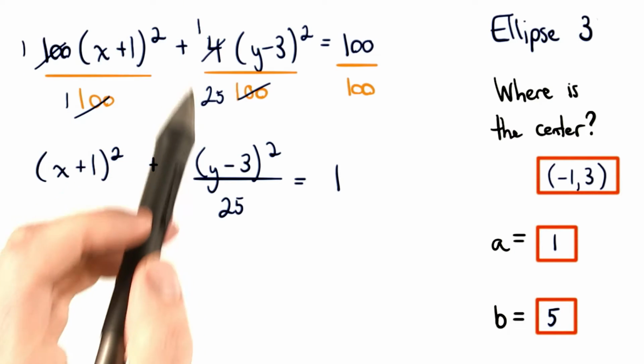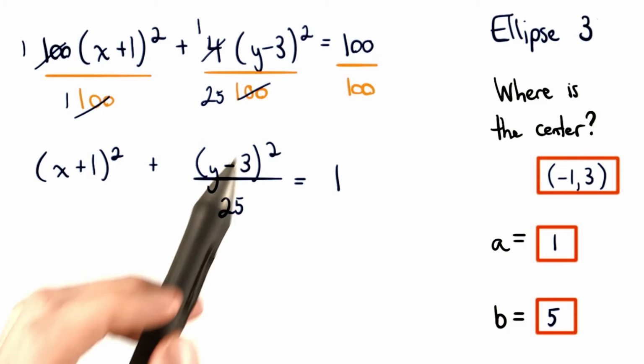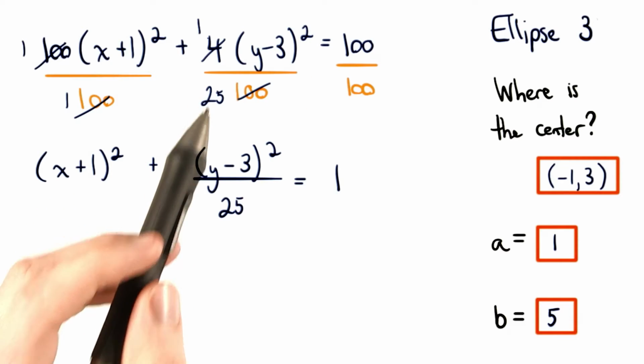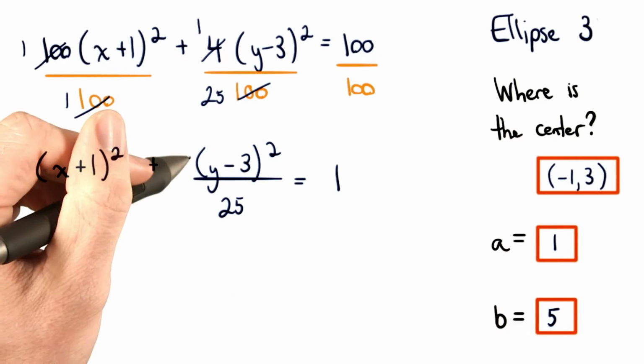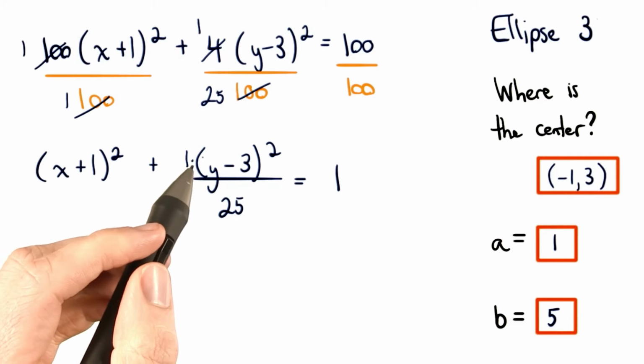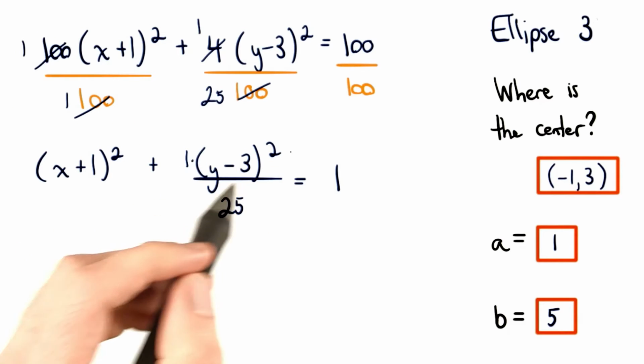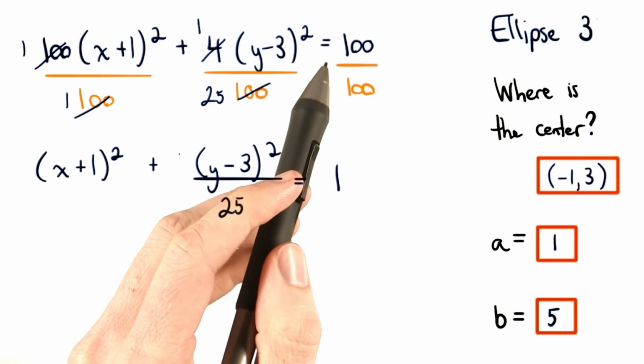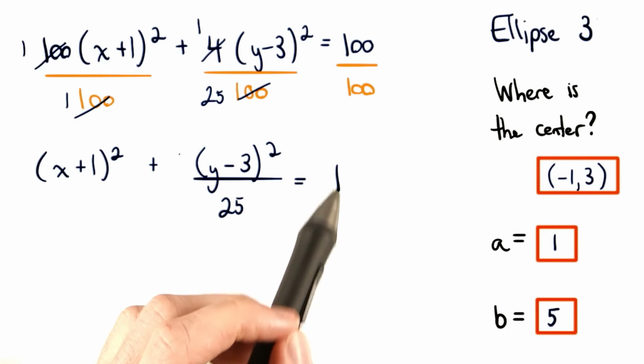So we'll have 1 in our numerator with the y minus 3 squared divided by 25 in the denominator. I don't write the 1 here because it's just multiplication. 1 times any expression is itself. And then finally on the right hand side we'll just have 1.